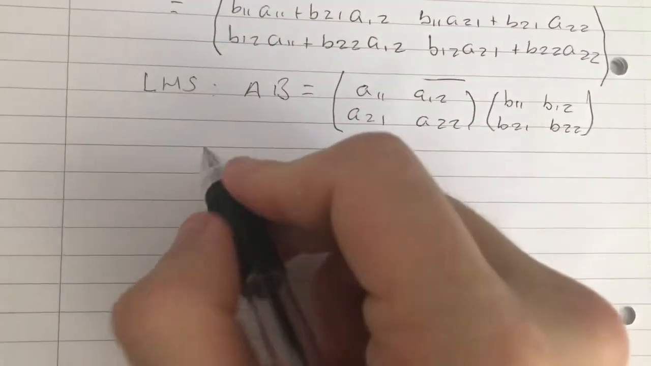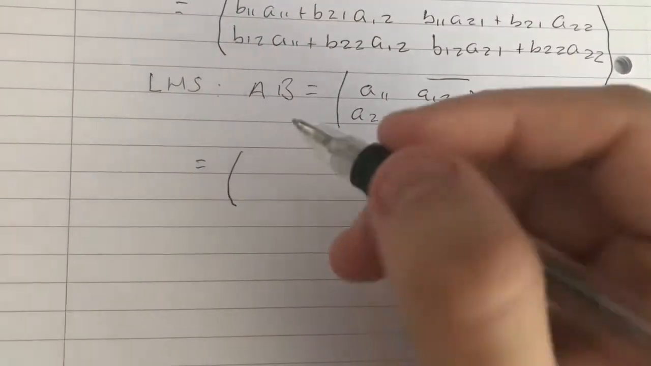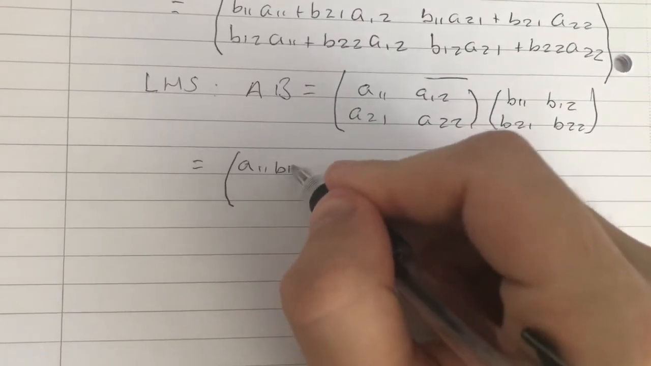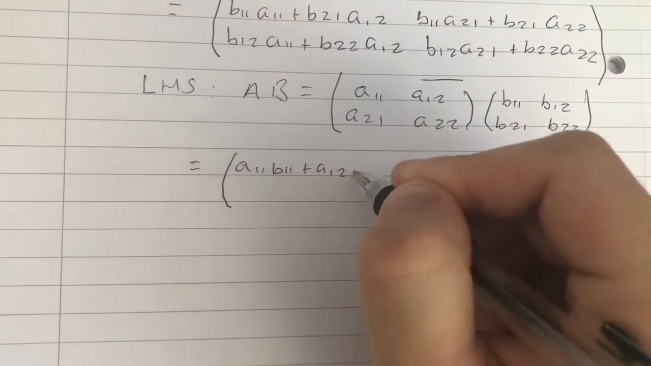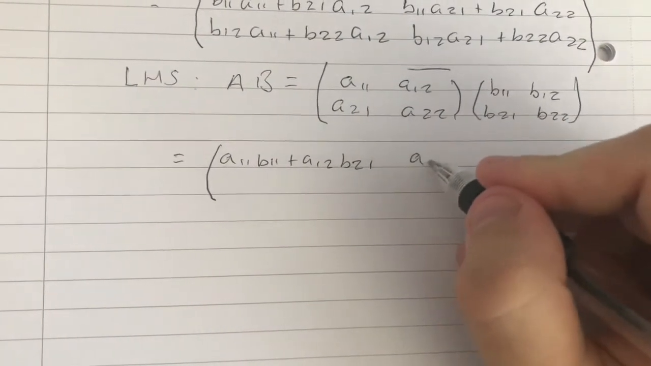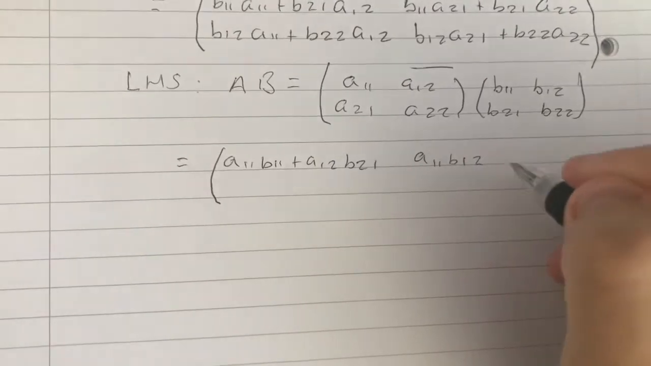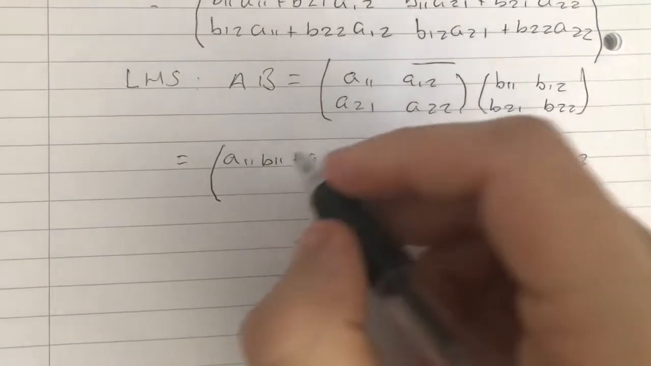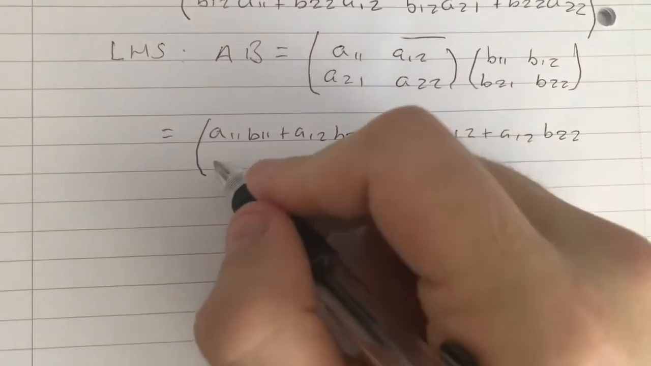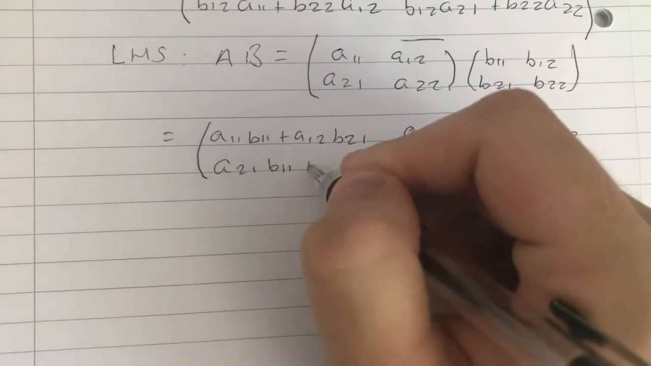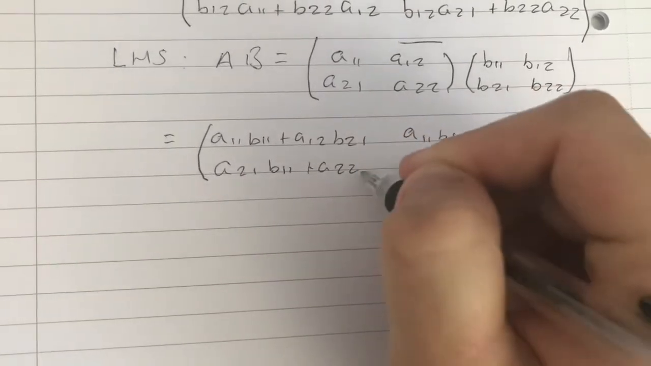Okay, and with the usual rules of matrix multiplication, we'll go through this one quickly. So we'll get A11, B11 plus A12, B21. Then we're going to get A11, B12 plus A12, B22. We'll just try and avoid any mistakes here. Then we get A21, B11 plus A22, B21.